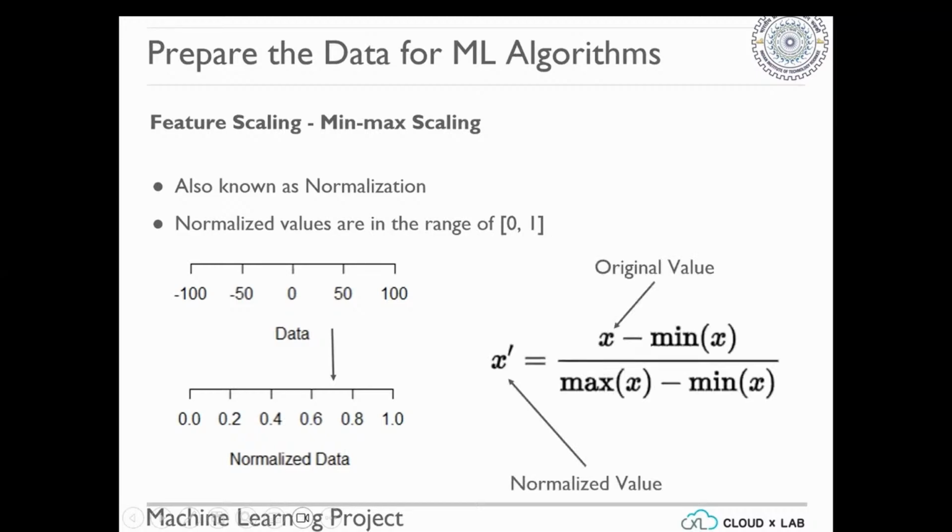Now how can we do this min-max scaling? This is the formula: original value minus minimum value, divided by maximum value minus minimum value. Here the maximum value is 100 and the minimum value is minus 100. So for example, if we are scaling the value 0, we use original value 0 minus minimum value minus 100, divided by maximum value 100 minus minimum value minus 100, right? After this calculation, you will get 0.5.